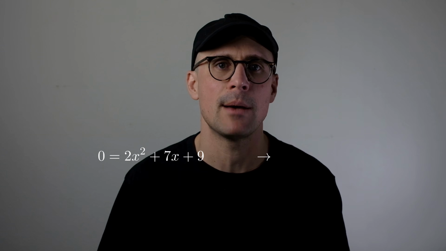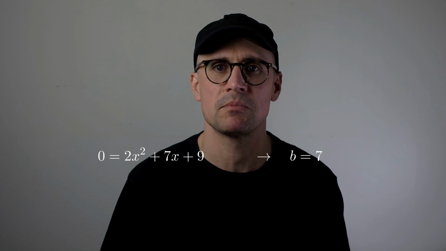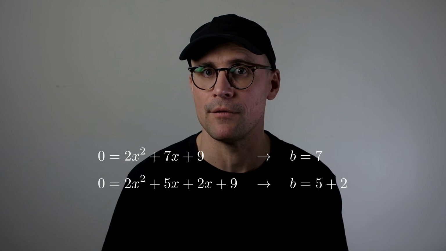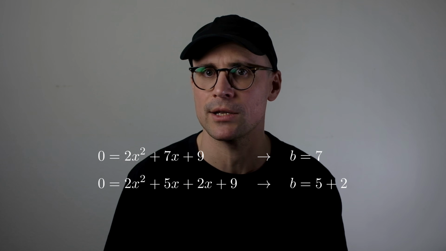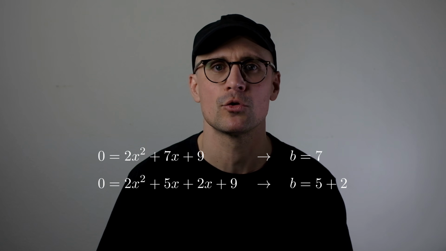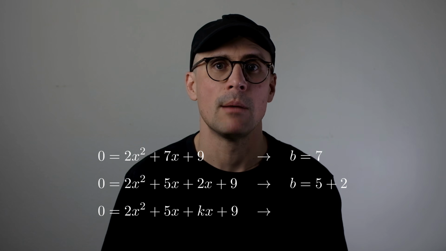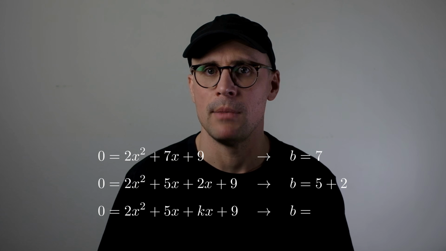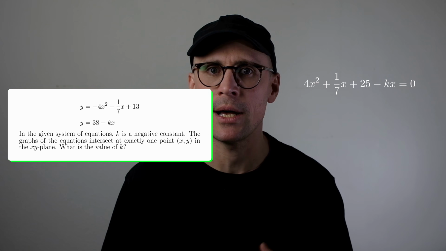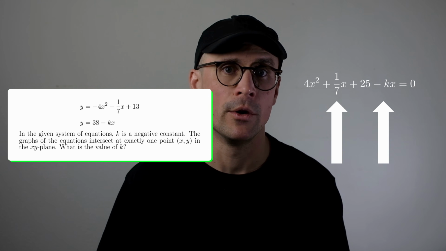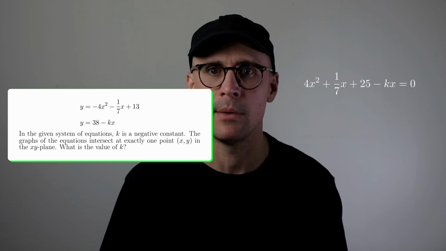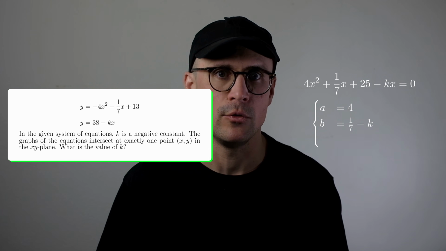In the first example, b is obviously just 7. In the second example, the b value is also fairly obviously 7 because we have to add the two x terms together before determining what b is. And the same is true for the third example. We must sum up both x terms, which together make 5 plus k. So back to our problem. In our case, we have two x terms, negative k and 1/7. We add these together to get our b value of 1/7 minus k, and we're ready to use our discriminant.